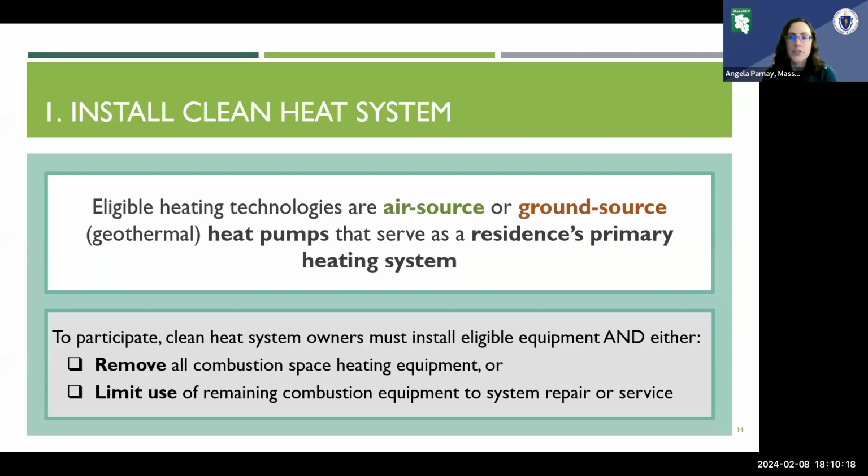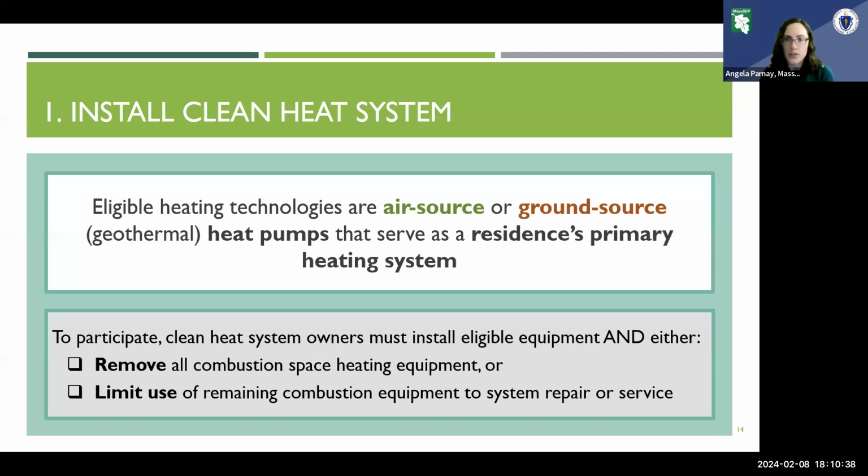As I described, the first step to participate in this voluntary early registration program would be to install an eligible clean heat system. Eligible technologies are heat pumps that are sized to act as the residence's primary heating source. These heat pumps could be air source or ground source, including network geothermal heat pump systems.